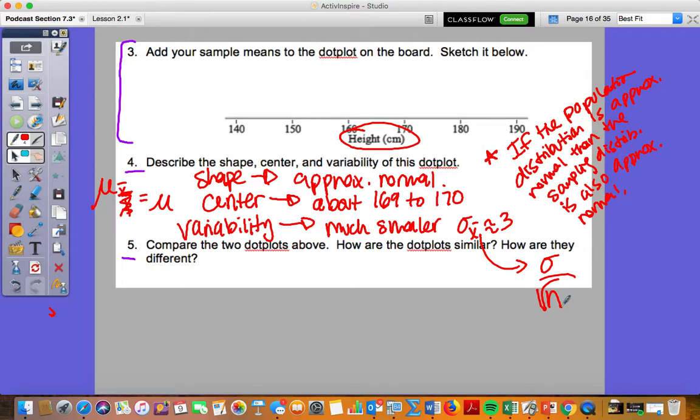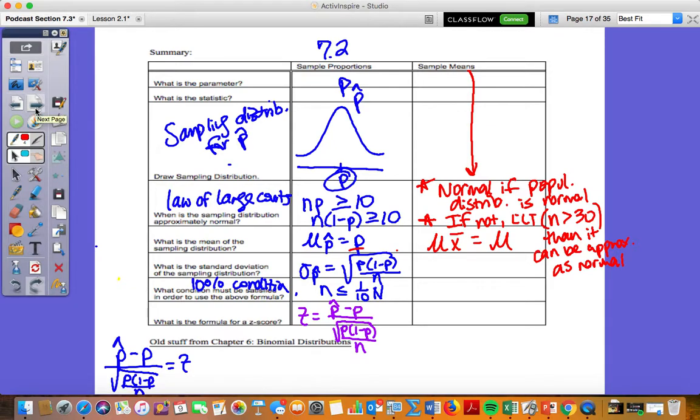Absolutely. So I'm going to put it over here. So what is the standard deviation? The standard deviation of my sampling distribution for sample means is equal to the standard deviation of my population divided by the square root of n. Okay? So that's the formula for sample means.